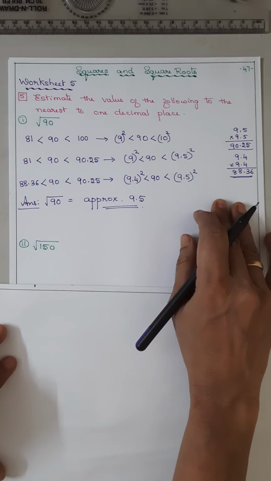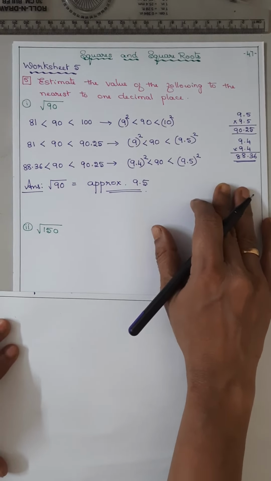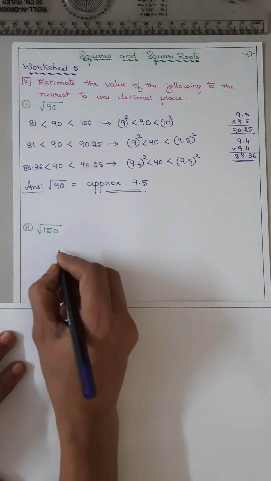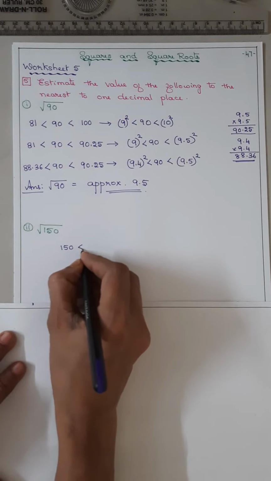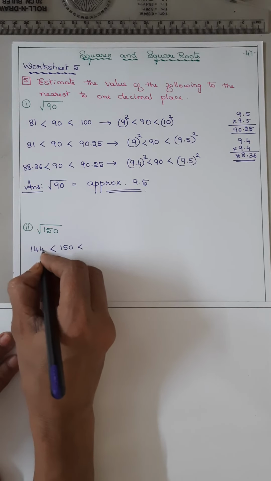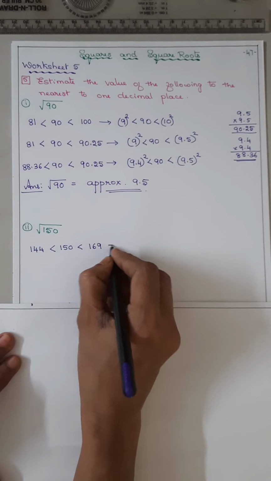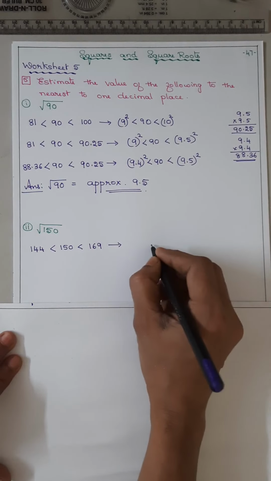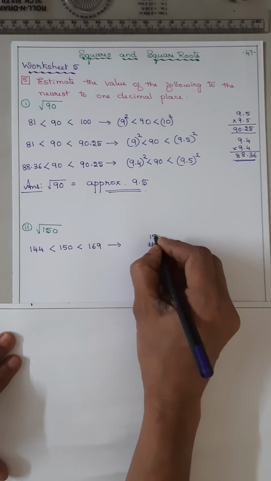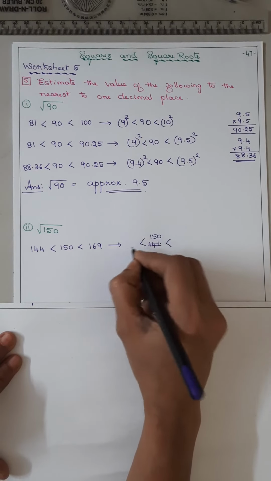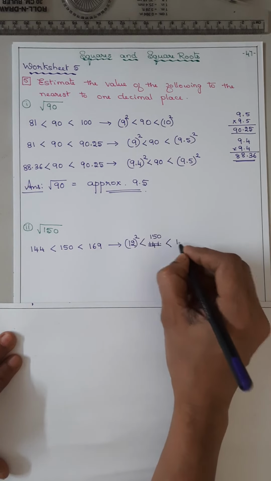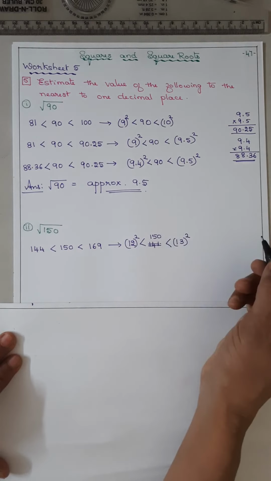Now coming to the next question, the square root of 150. Now first see, 150 comes in between which two square numbers? 144 and 169. Yes or no? So 150 comes in between. 144 is whose square? It is 12 square. And 169 is 13 square.